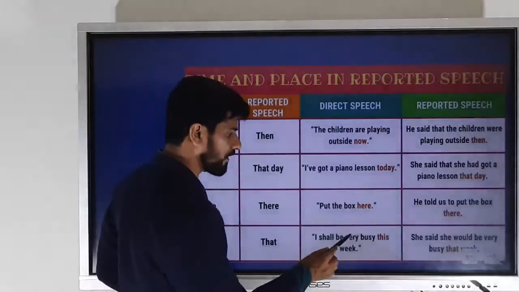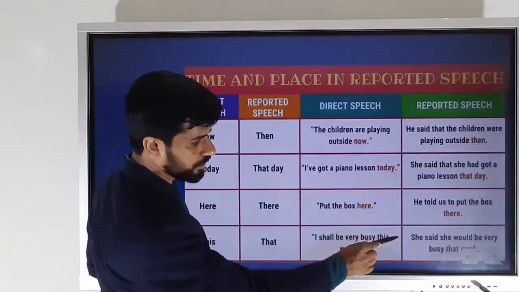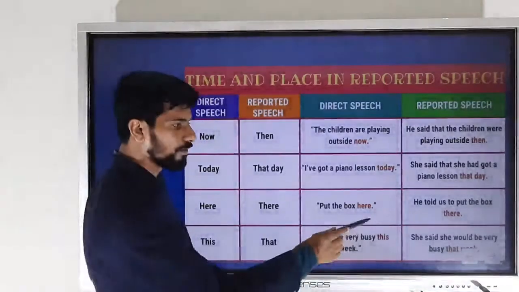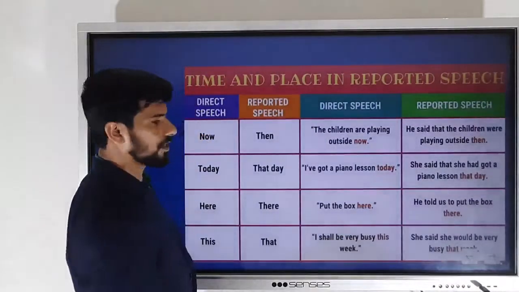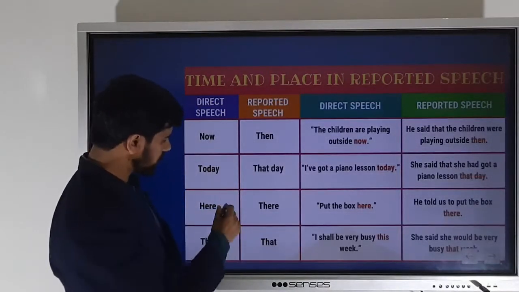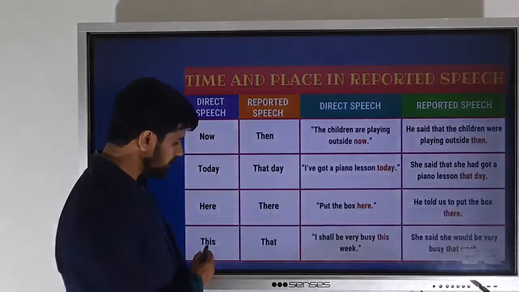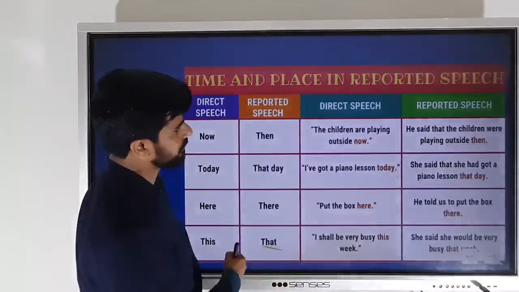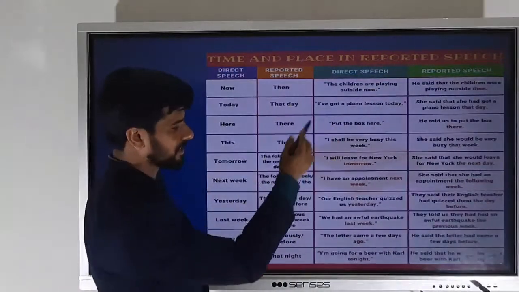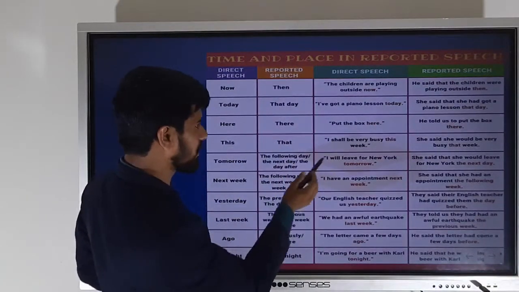I shall be very busy this week. She said that she would be very busy that week. Okay, these are the changes in words that show time. This one shows time, this one shows time, and this one shows place, and this one also shows place, right? Okay, what are the other changes you can see? Now becomes then, as we said before. Today, that day; here, there; this, that; and tomorrow.